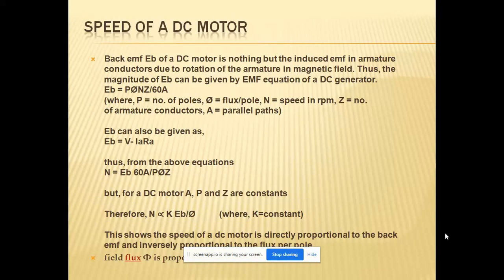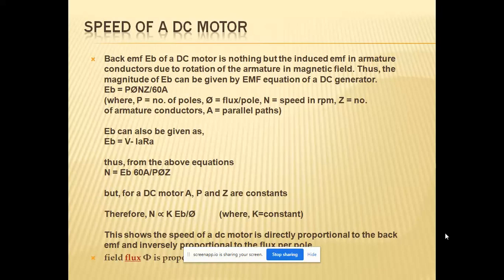Now EB equals phi ZNP by 60A, where P equals number of poles, phi equals flux per pole, N equals speed in RPM, Z equals number of armature conductors, and A equals parallel paths. EB can also be given as V minus IaRa, where V equals supply voltage and IaRa is armature voltage drop. Thus from the above equation, N equals EB into 60A by phi ZP.